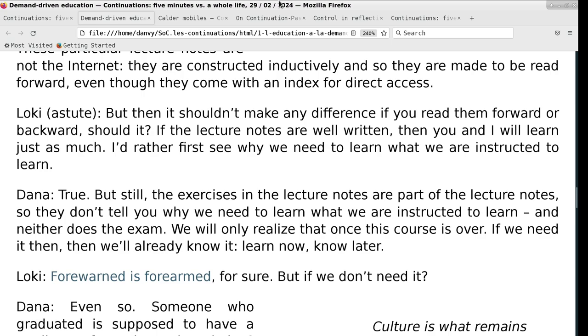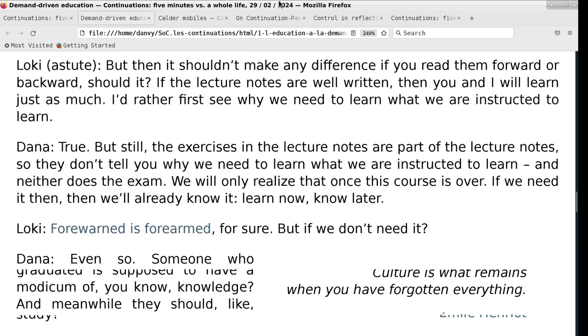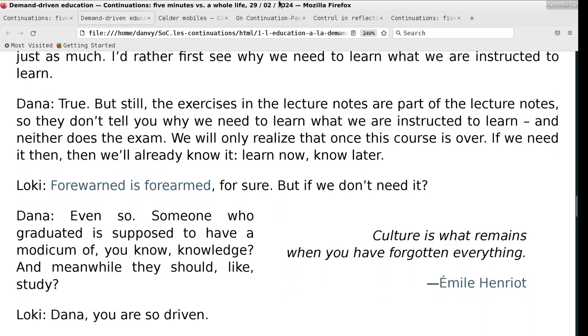True, but still the exercises in the lecture notes are part of the lecture notes, so they don't tell you why we need to learn what we are instructed to learn. And neither does the exam. We only realize that once this course is over. If we need it then we already know it. Learn now, know later. For what is for up, for sure, if we don't need it.